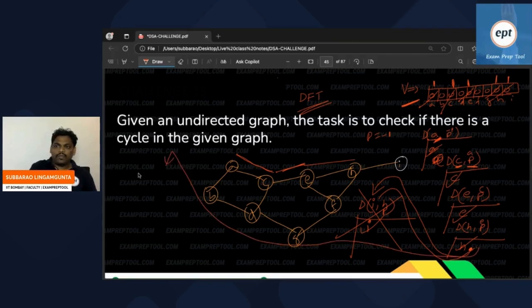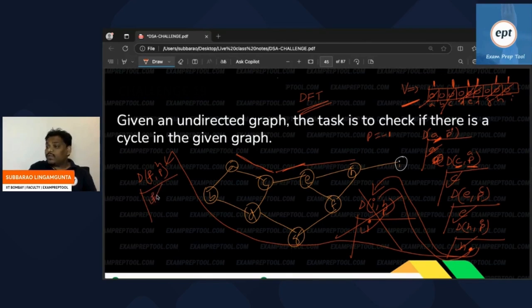DFS call on F. But what is the F previous? Be careful everyone. Previous is from where you came. F previous is going to be H. H you came. Now again same. What is the answer? Visited of F is 1.